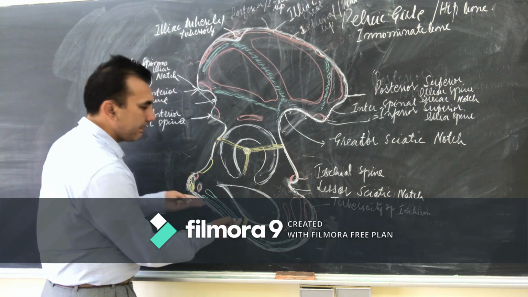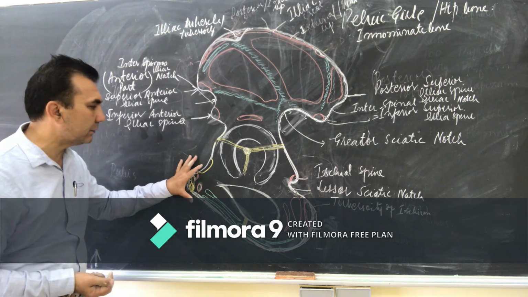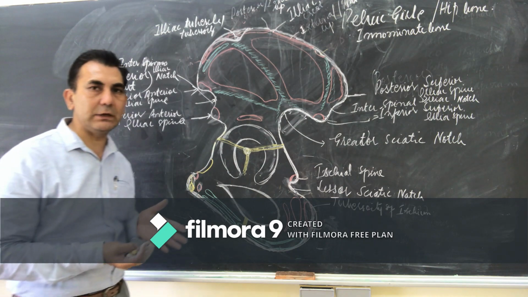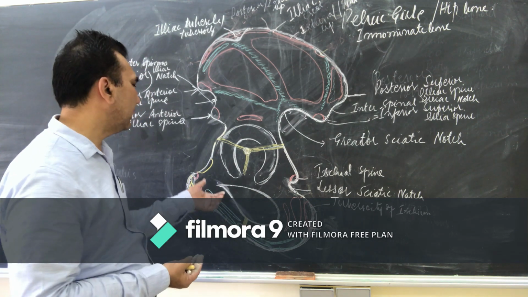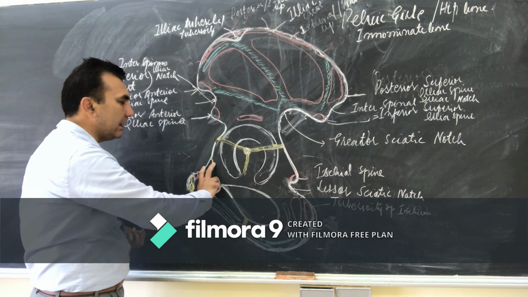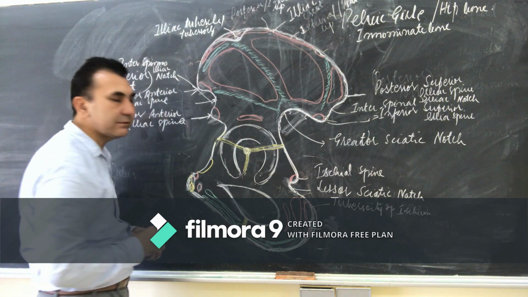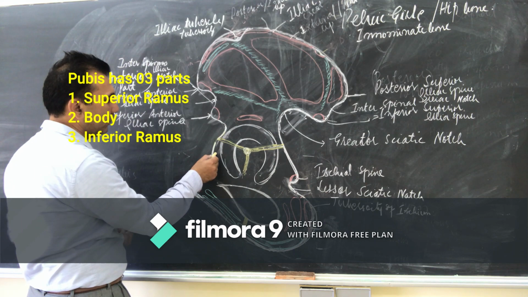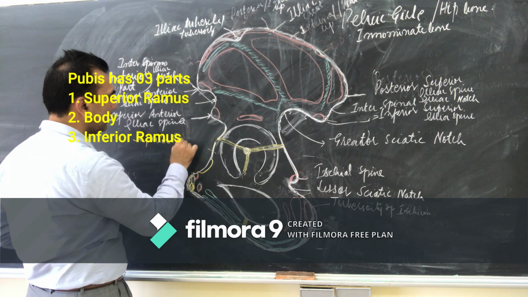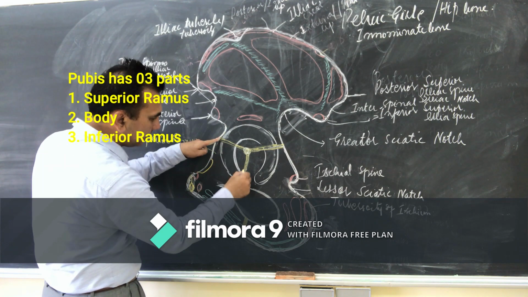Now, when we come up on the interior side of the innominate bone, the interior and lateral side of the innominate bone is made up by another irregular bone, and this irregular bone is called the pubis. The pubis has three parts: the superior ramus, from here to here.